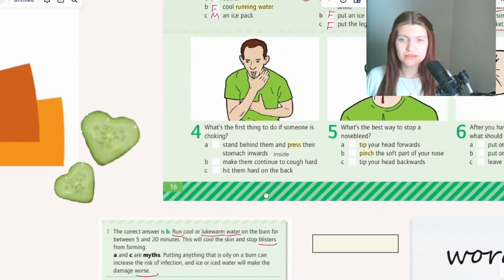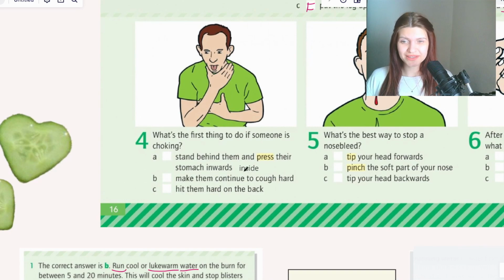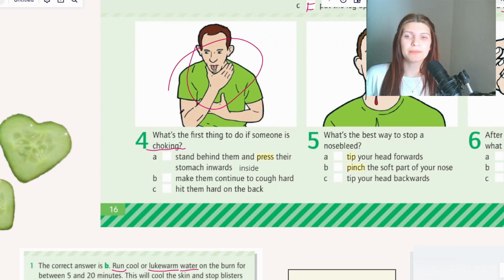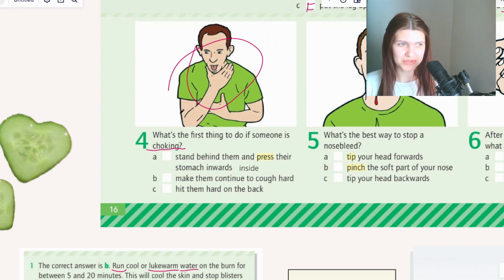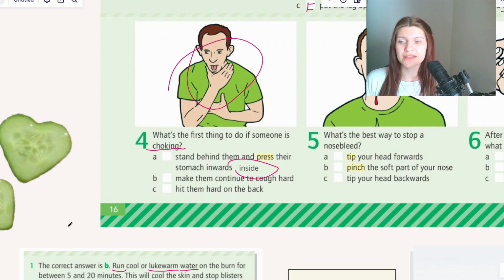Okay, let's continue. Number 4. What's the first thing to do if someone is choking? Choking means when you can't breathe, you can't maybe talk and so on. It's difficult to breathe. Let's read the options. Stand behind them and press their stomach inwards. Inwards means inside.